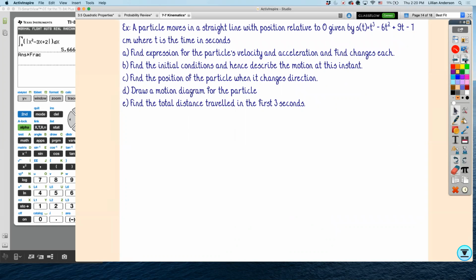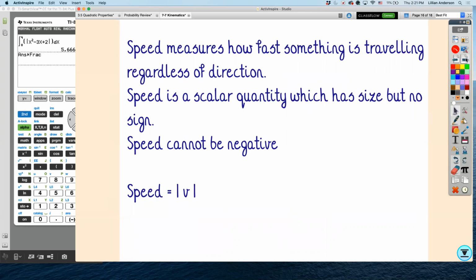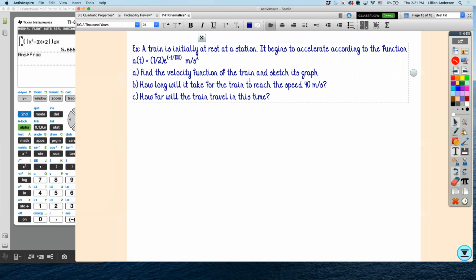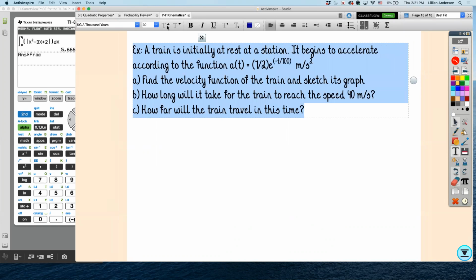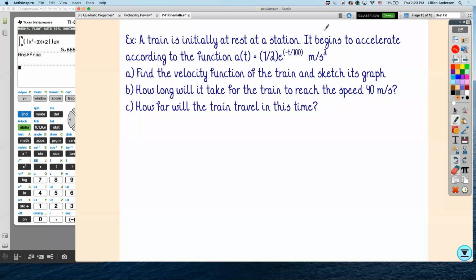I think the one that I want to do is this one. This one is a calculator problem. It says the train is initially at rest at the station. It begins to accelerate according to the function a of t. Find the velocity function of the train and sketch its graph.